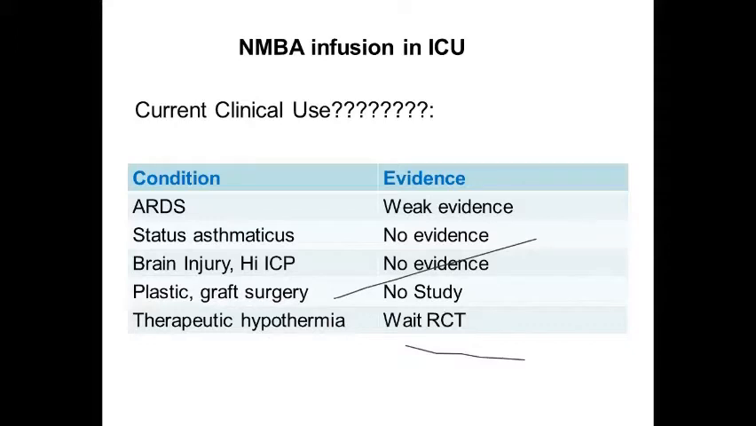Those are the conditions in which we commonly use neuromuscular blocking agents: patients with ARDS, status asthmaticus, brain injury with high ICP, plastic surgery, especially graft surgery, and therapeutic hypothermia. And unfortunately, none of them has very strong evidence behind its use. So we are using a drug without very solid evidence about its use. Still we use it, but we have to be very careful and know the details of the presentation before you decide to give a neuromuscular blocking agent to your next patient.